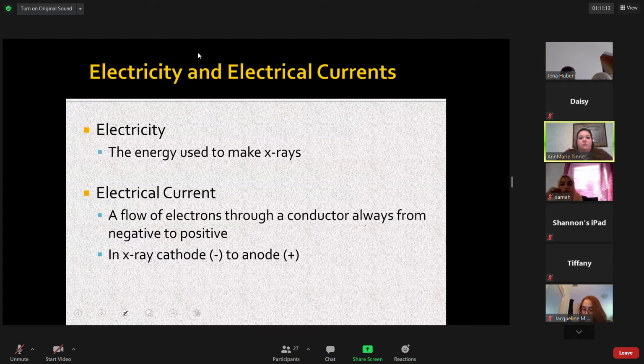All right, electrical current. This is the flow of electrons through a conductor, always from negative to positive. So the cathode is negative, the anode is positive. They travel from the cathode to the anode. You always start at a negative area because you have what in that cathode? Electrons. And electrons are what? Negative or positive? Negative. Good.